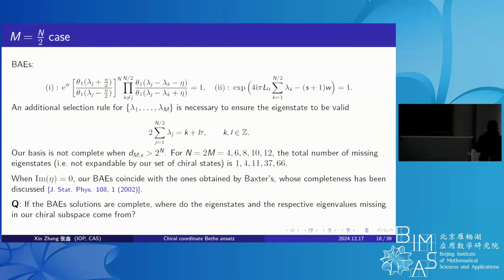In the beginning, I have shown that when M is n over 2, the situation is different. So what is the difference? This is the Bethe equation for this model, where the system size n is even, right? And then the number of Bethe roots is n over 2.